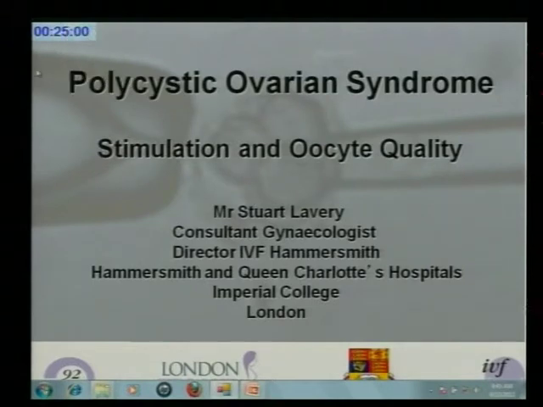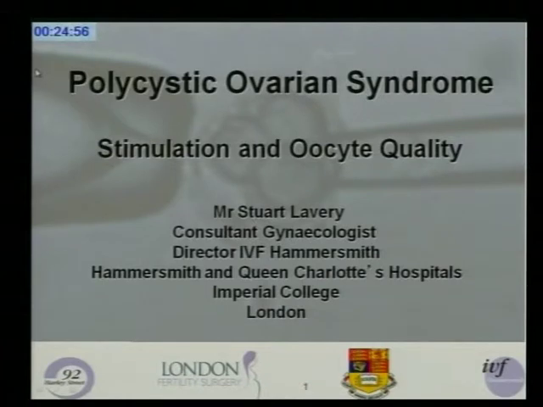This session today is devoted to oocyte quality, and I've been asked to talk specifically on stimulation and oocyte quality in patients with polycystic ovaries. This is something that probably everybody in the room will have considerable experience on. Polycystic patients are very commonly seen in the clinic, and they present us with a therapeutic challenge, both in terms of maximizing their pregnancy rate, but also specifically in these patients in doing so in a safe manner.